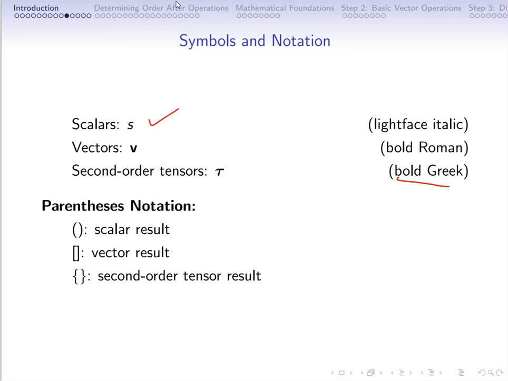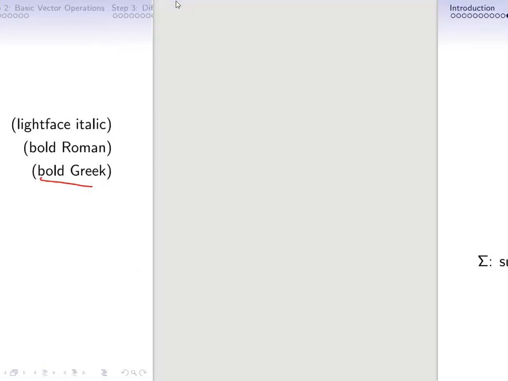Parenthesis notation for scalar, so you can write like that. So here third bracket means vector result. So first bracket is scalar and brace means second order tensor result. Okay, we can write using that notation.